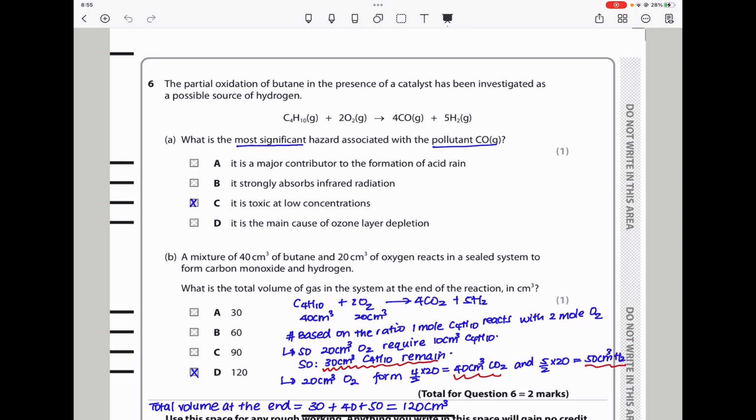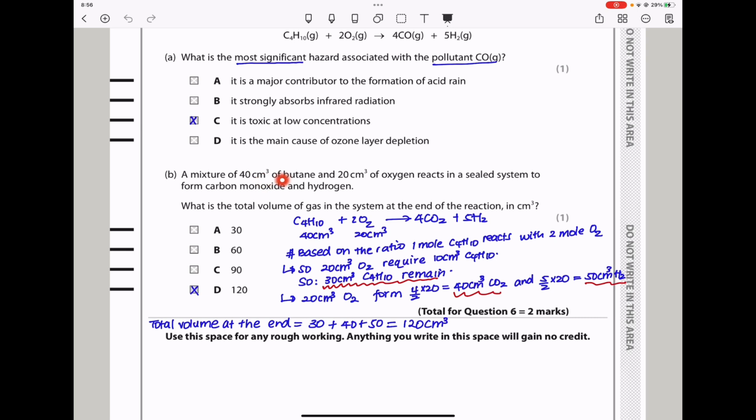Question 6. The partial oxidation of butane in the presence of a catalyst has been investigated as a possible source of hydrogen. This is the reaction. They say what is the most significant hazard associated with a pollutant, carbon monoxide? Carbon monoxide is a toxic gas. So among all these answers, this is the only one that talks about toxicity. The others are talking about acid rain, absorbing infrared radiation, the main cause of the ozone layer depletion. This is also out, so the answer is going to be a C.